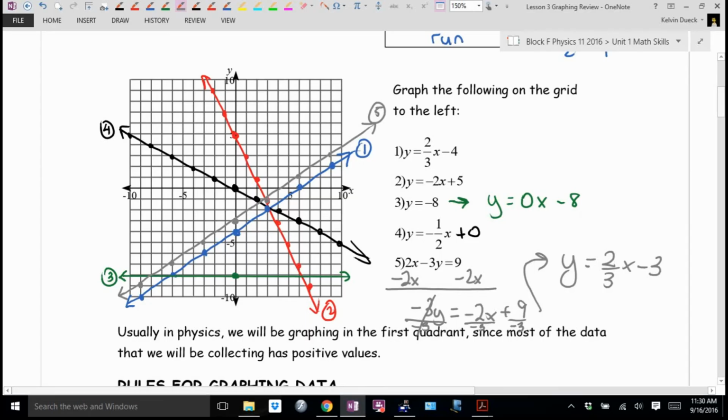Okay. Now, that there is general math, Math 10, but usually in physics we're going to be graphing in quadrant 1 here. Almost always we'll be graphing positive values and positive values, for what it's worth. Is that okay? And now we're going to talk specifically about science-y graphs.